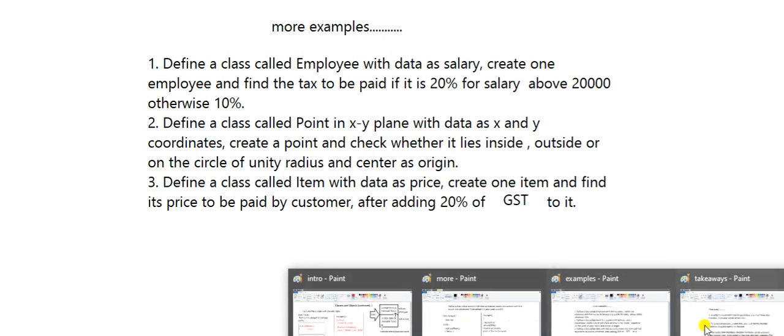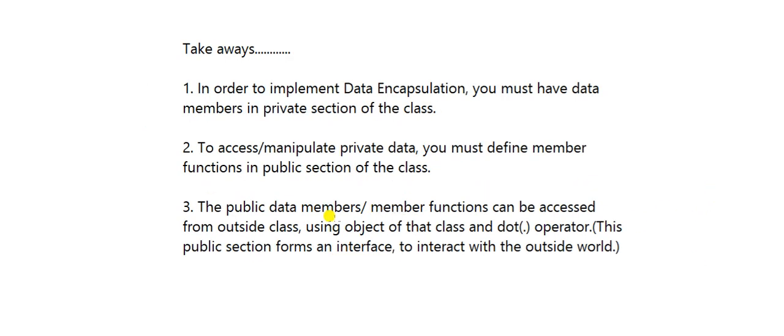We'll wind up the session with the takeaways. What we learned in this one is, in order to implement data encapsulation, you must have data members in the private section of the class. Once you have them in the private section, in order to access and manipulate them, you must define member functions in the public section of the class. I demonstrated how you can define them in the public section and how you can call them from main. And finally, the public data members or member functions can be accessed from outside the class using an object and the dot operator. So this is how we establish communication.